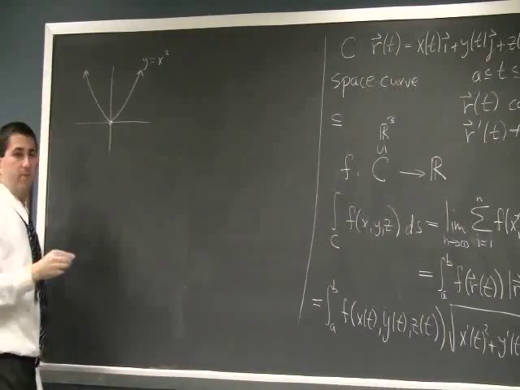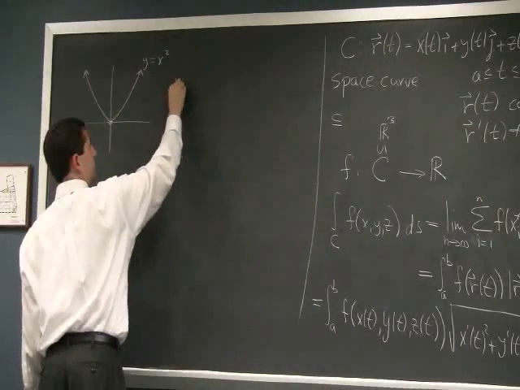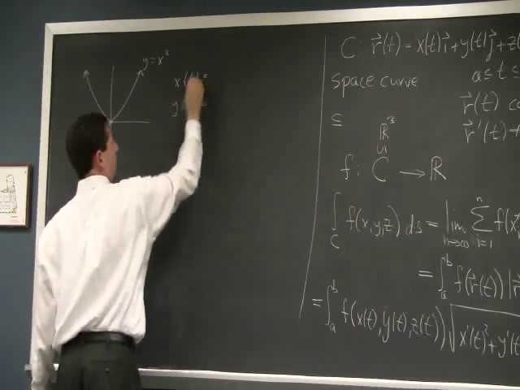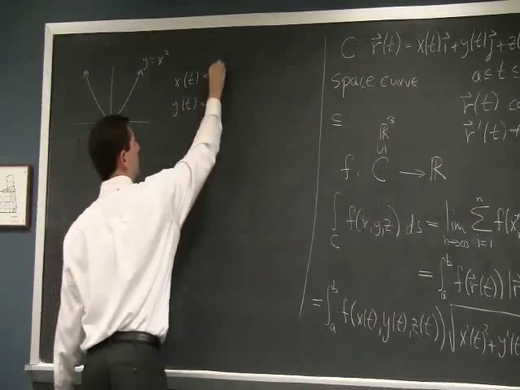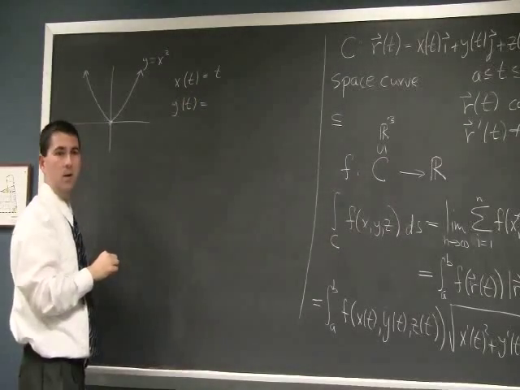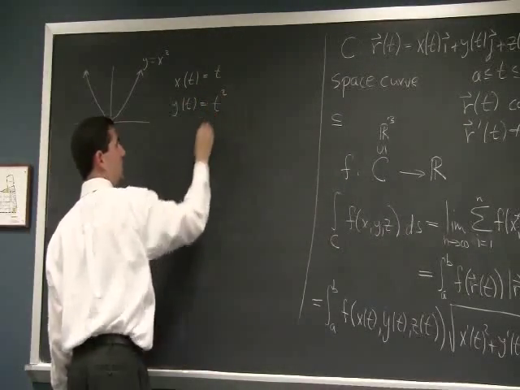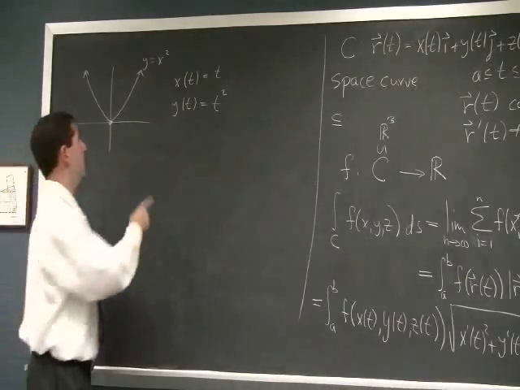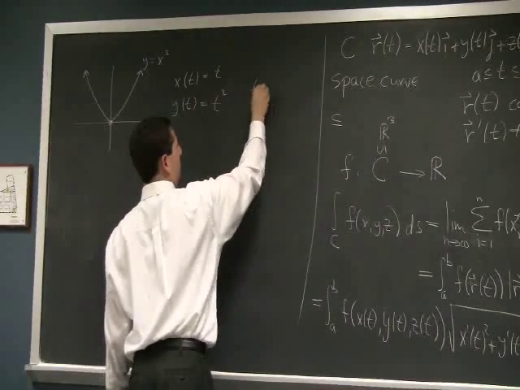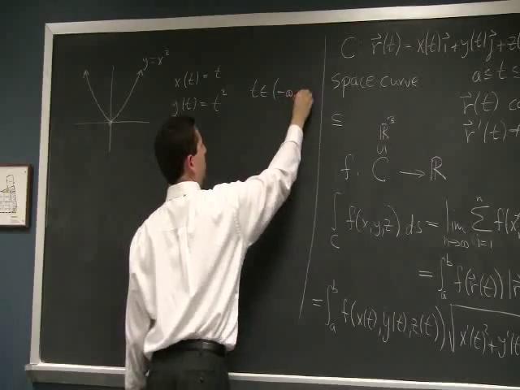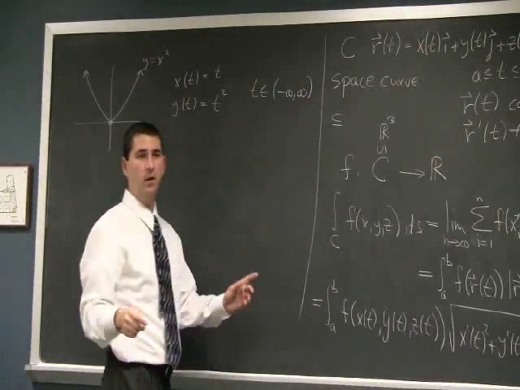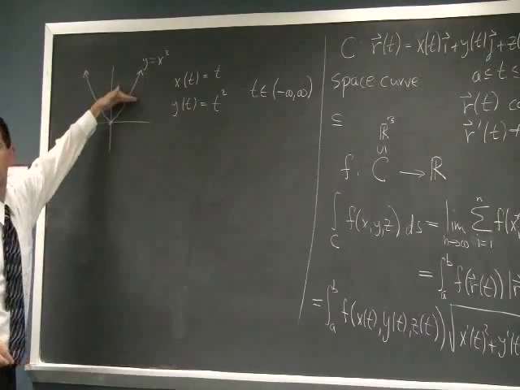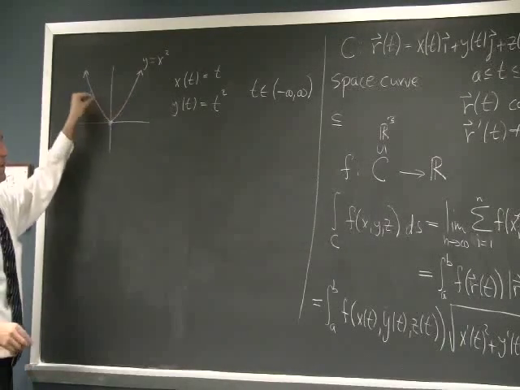A parameterization for this curve would be this. And we have to tell what x of t and y of t are. X of t will be t. Y of t will be t squared. And then you can let t be anything you like. So you could maybe let t go from minus infinity to infinity, or minus 1 to 1. Of course, if you did minus 1 to 1, it would go from here to here, and you would only do that segment of it.